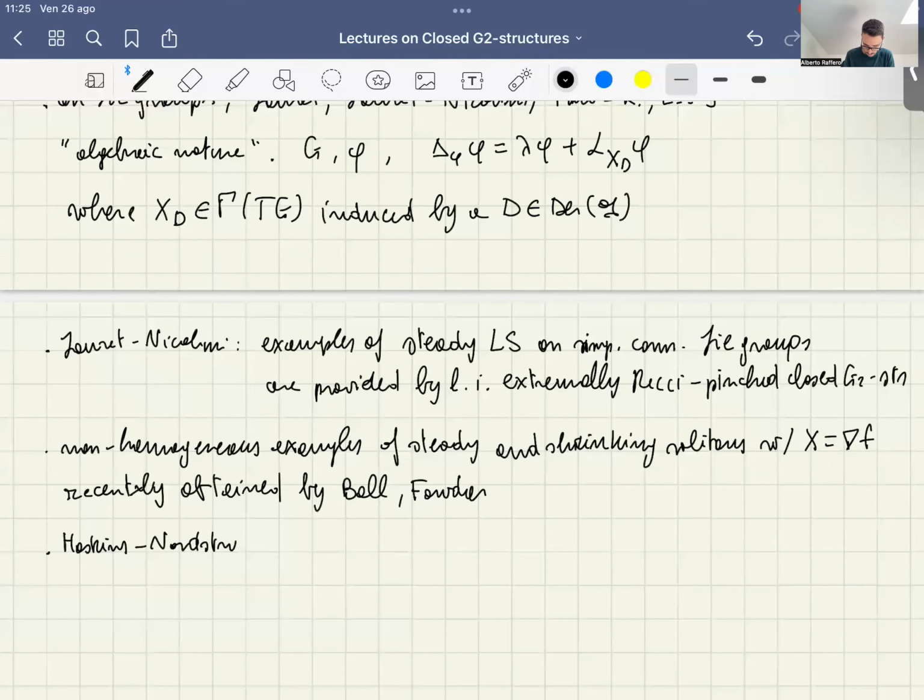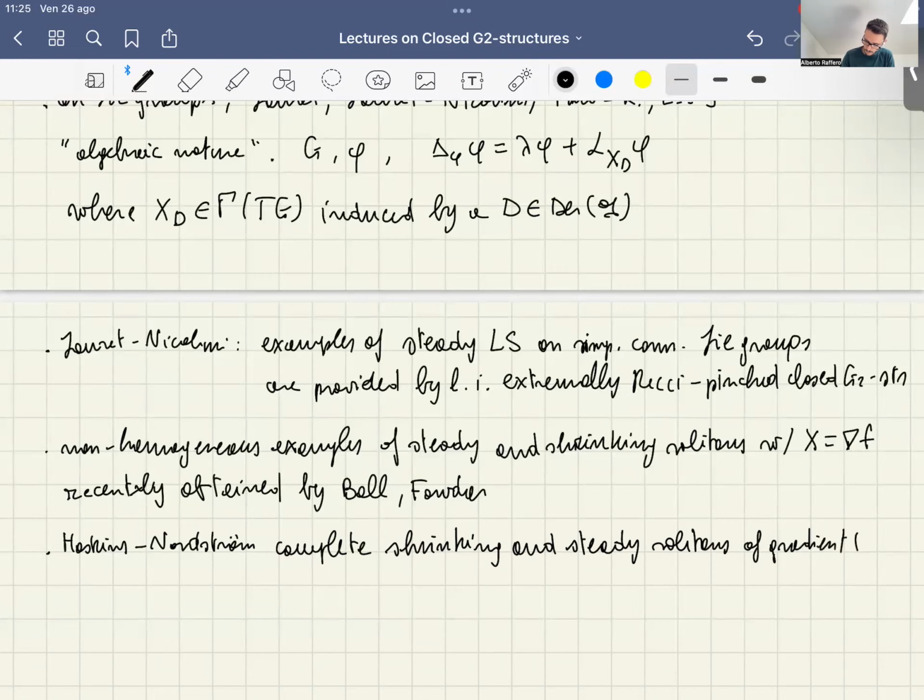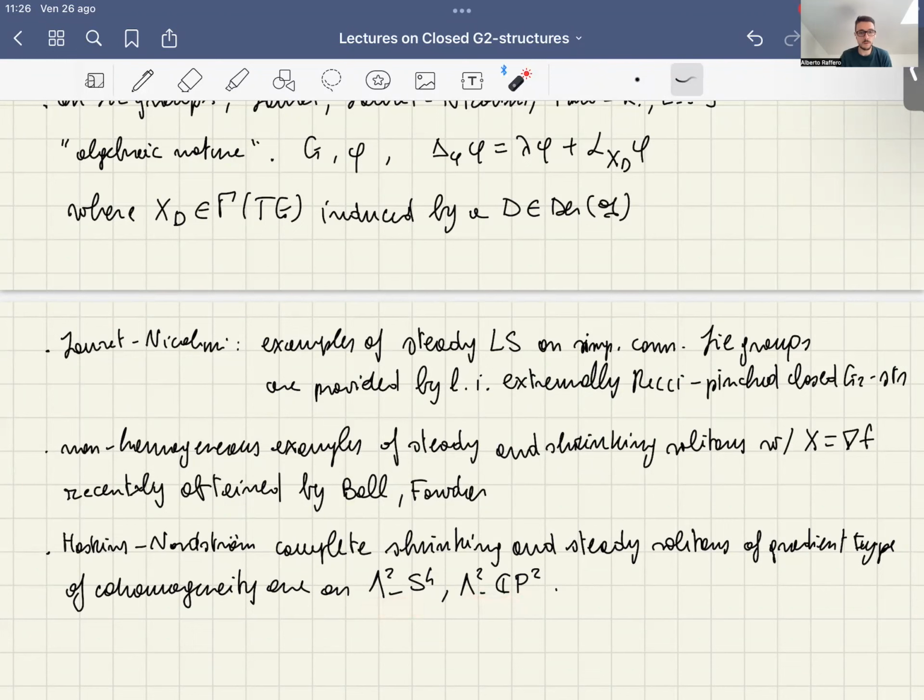And finally, recently, Haskins and Nordström obtained complete shrinking and steady solitons of gradient type, which means that, again, the vector field is given by the gradient of some function, that are of homogeneity 1, on the spaces of anti-self-dual two-forms on the four-sphere and the space of anti-self-dual two-forms on the complex projective plane, which are, again, the two spaces considered by Bryant and Salamon, where they obtained the first examples of complete metrics with holonomy equal to G2.